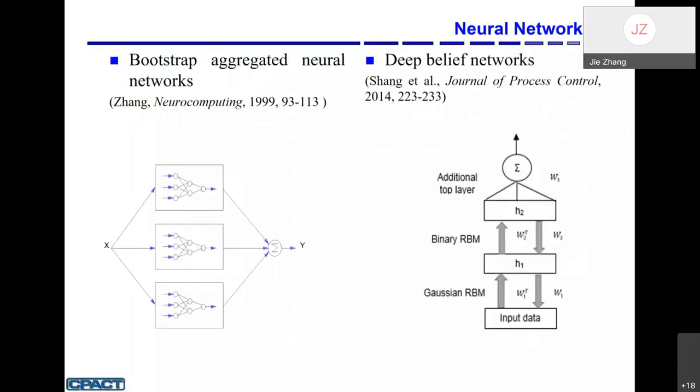Another work we did is the bootstrap aggregated neural network. This is quite a powerful approach to build a data-driven model. When you build one neural network model, because of limitations in the process data and also limitations in the network training, it is difficult to get a perfect model. You may not have sufficient data to build this model, and also when you train the network, it may converge to local minima, etc. So to overcome this problem, instead of building just one neural network model, we can build quite a lot of neural network models, and then combine them to form one model.